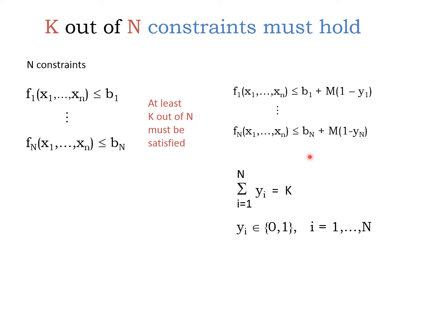Because I want k out of n constraints, there are a total of n of such constraints, and I want only a subset, k out of these, to be in effect. So I add this constraint with the rest, and thus I will have a formulation for this particular logical scenario.